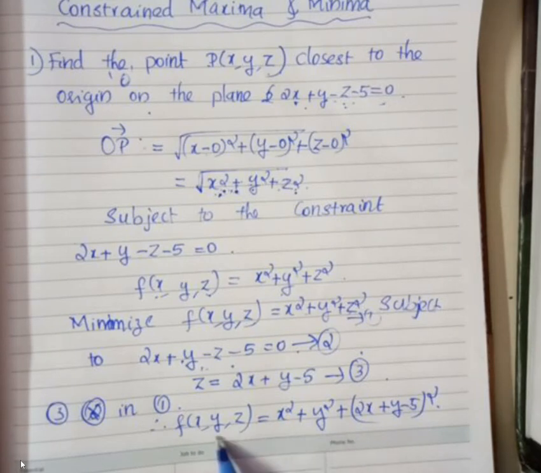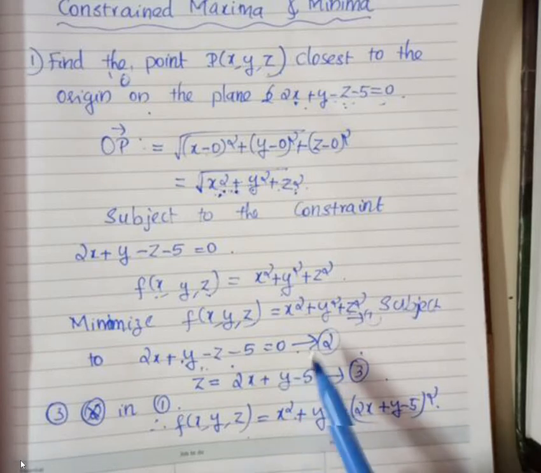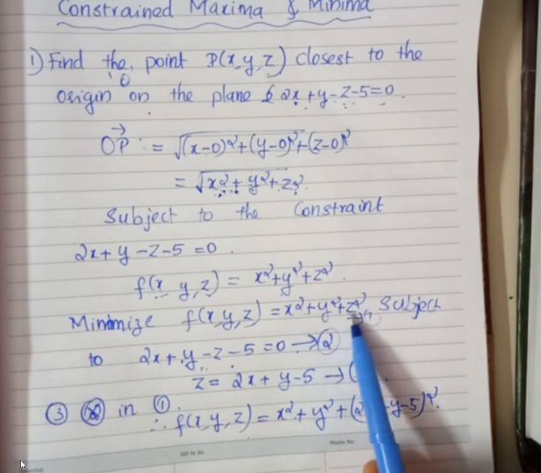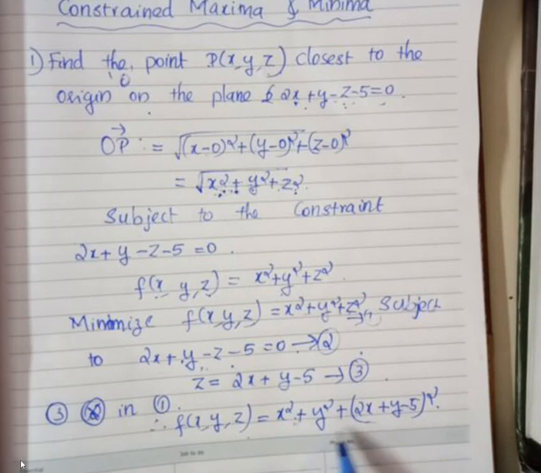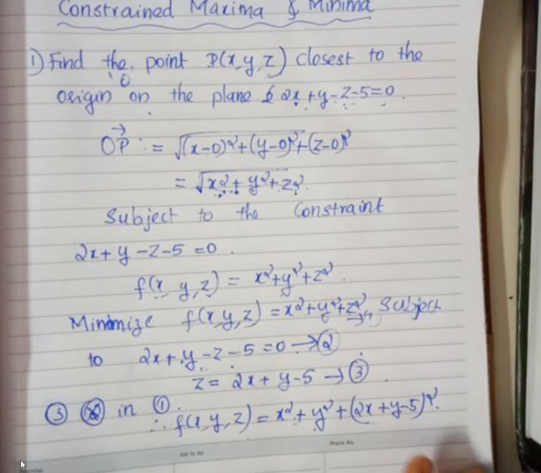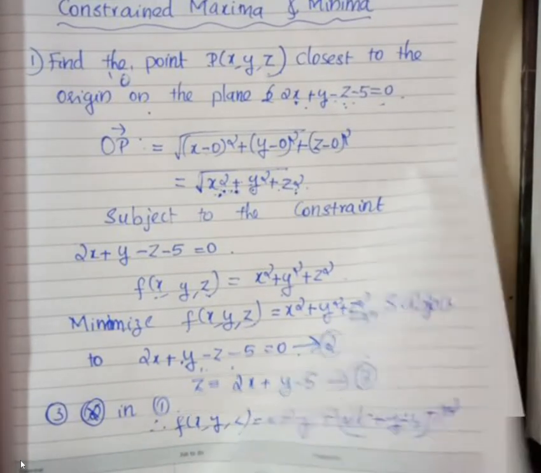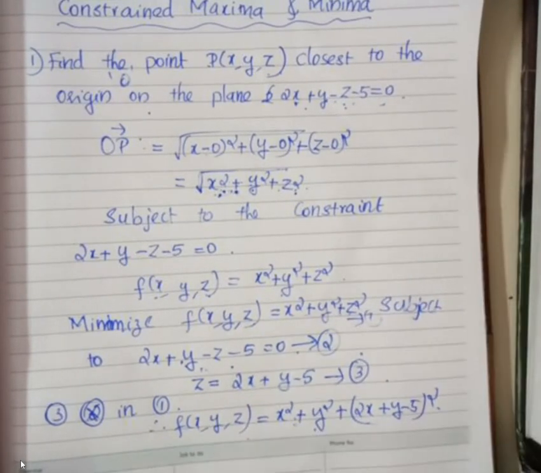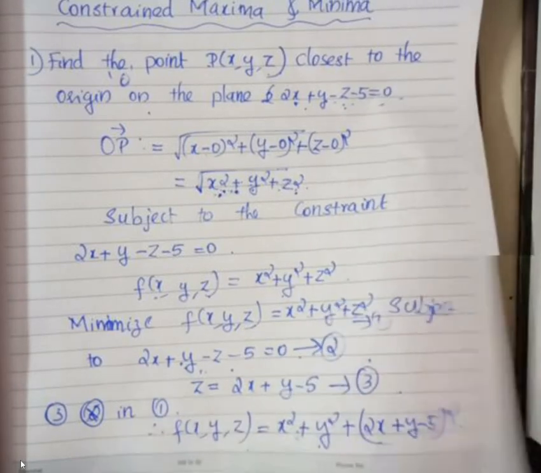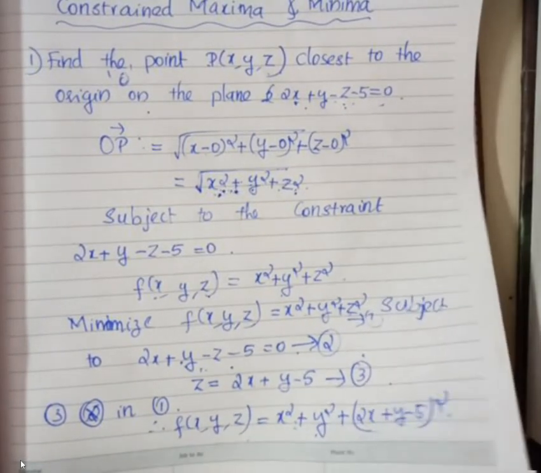Then what happened to this function f here? (x squared + y squared + 2x + y - 5) whole squared. The function f is a function of 3 variables, and this function is of 2 variables. So we converted this function from 3 variables into 2 variables.